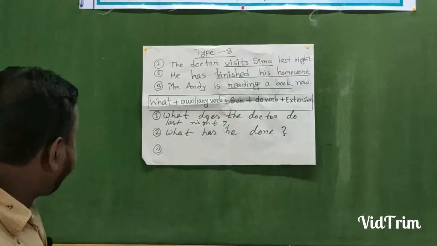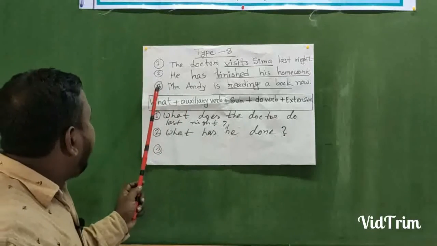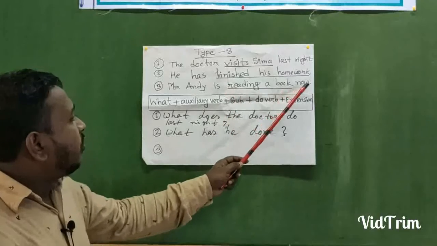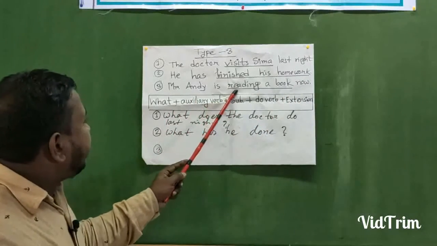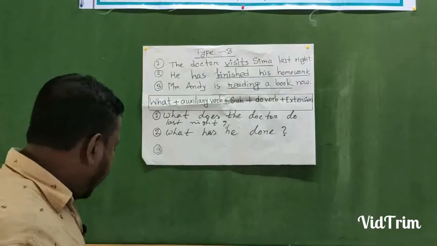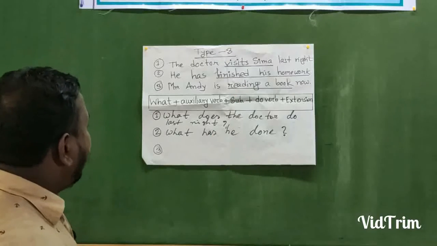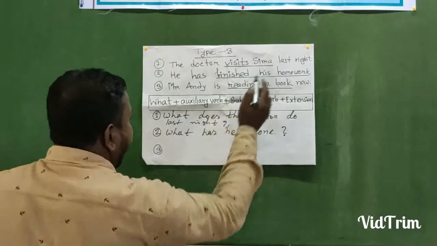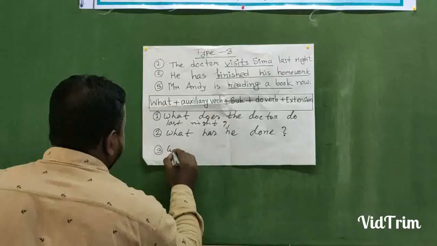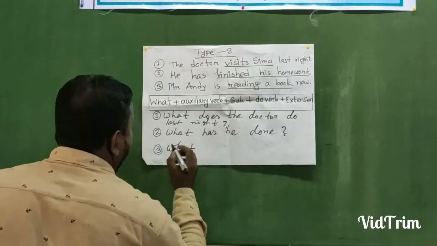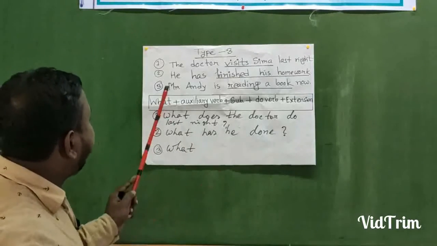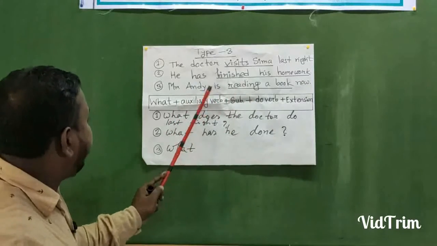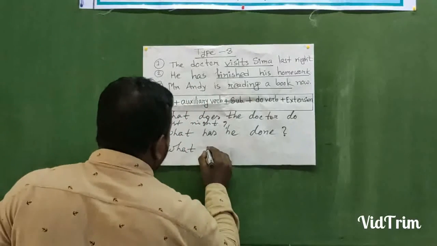The last sentence: Mr. Andy is reading a book now. So we can see the underline under reading a book. For these underlined words, we have to use which word? What. Now the term auxiliary verb. Look at the sentence. Yes, there is an auxiliary verb, is. What is?